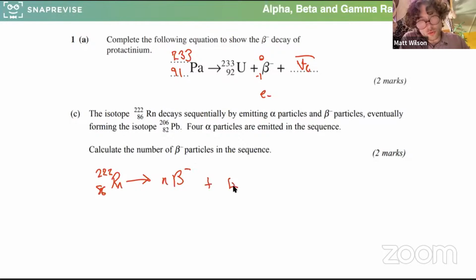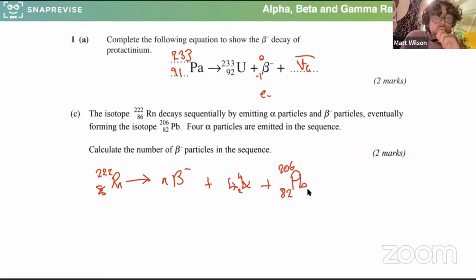We know there's going to be 4 alpha particles that we produce. Each of these has 2 protons, 2 neutrons. And eventually we know that we recover this lead isotope. So that's Pb, 82, 206. Okay, very good. So what can we make of this?